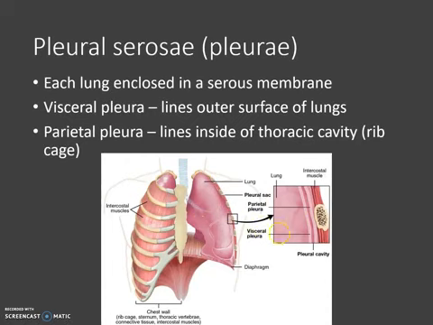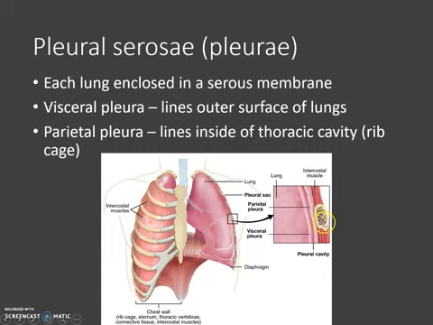Now, if we zoom in on the lung here and take a look over here, the layer of serous membrane that's on the surface of the lung is called the visceral pleura. Visceral means organ, so it's the one that's actually on the surface of the organ. And then there's a little bit of space here, and then there's another layer called the parietal pleura. And the parietal pleura is up against the inside of the rib cage.